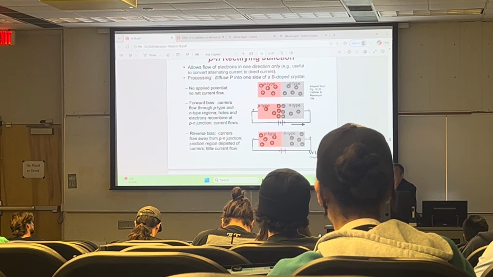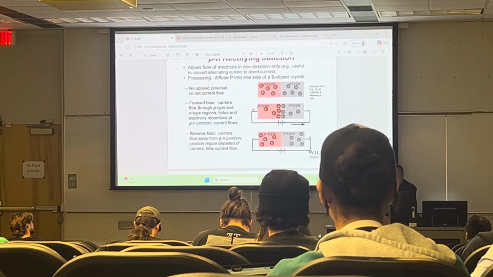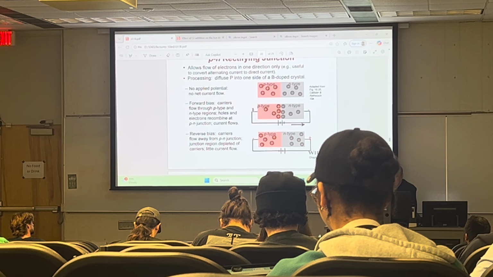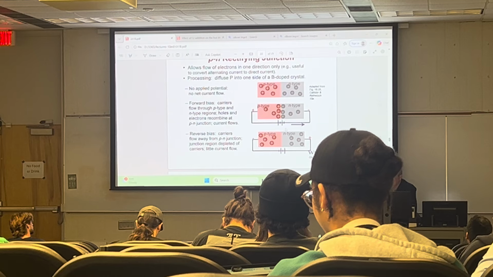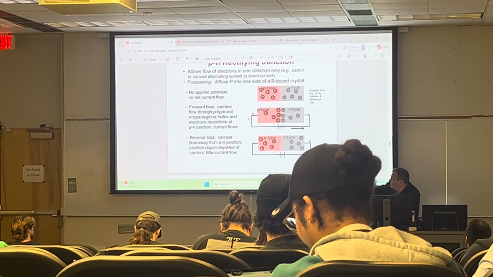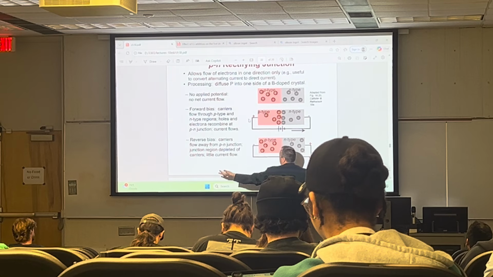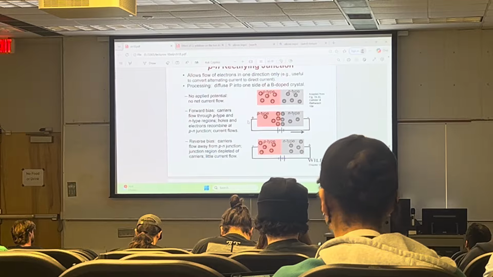Okay. We take a p-type semiconductor and an n-type semiconductor, and there's an interface between them. And when there's no voltage applied, there's no flow. But if we do what's called forward bias, meaning that carriers flow through the p-type and the n-type regions, the holes and the electrons recombine in a p-n junction, and the current flows in forward bias. But if we reverse the voltage in the reverse bias, the carriers flow away from the junction, and it's depleted of the carriers, giving you very little current flow. That's what happens. This is the idea.